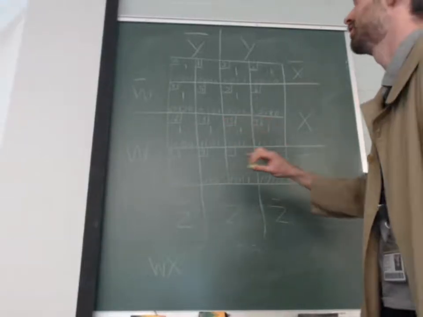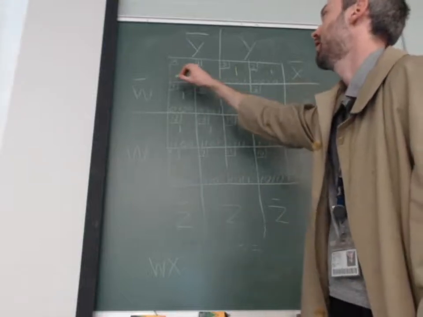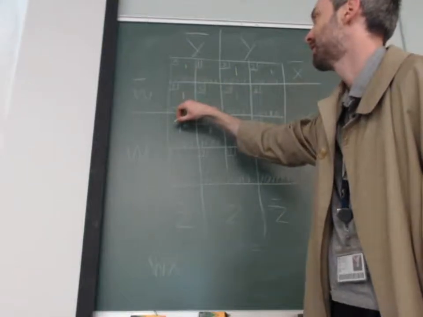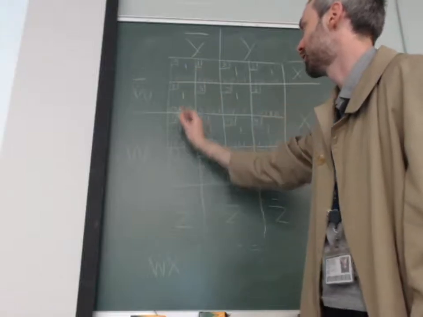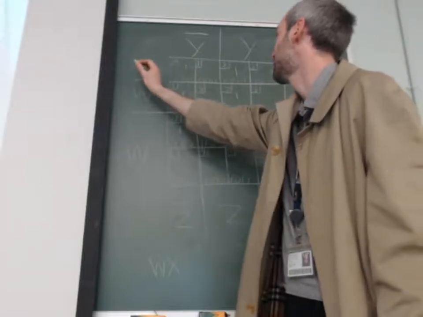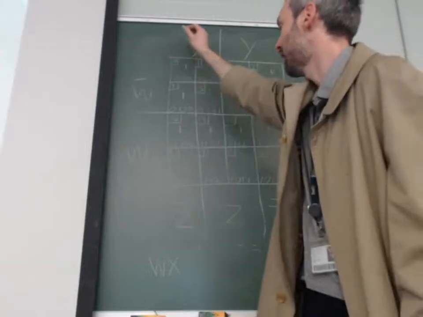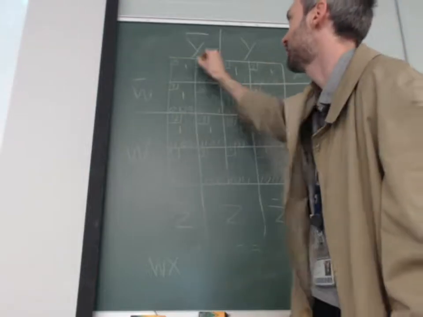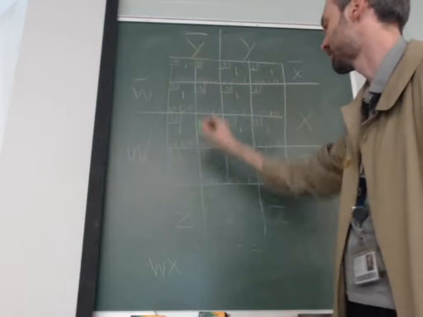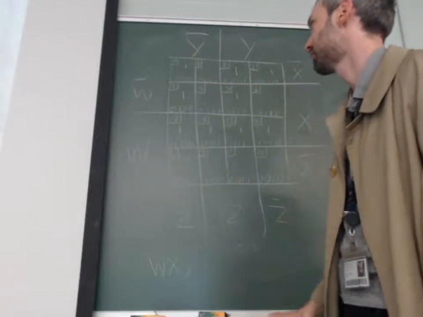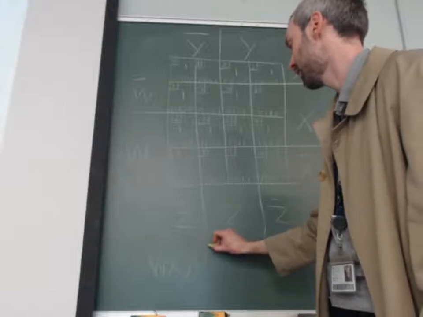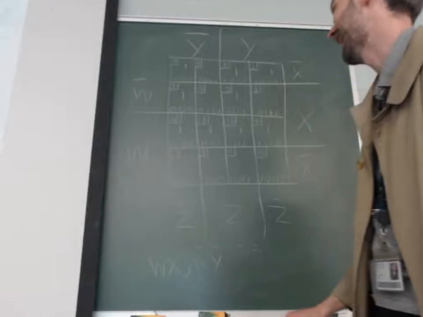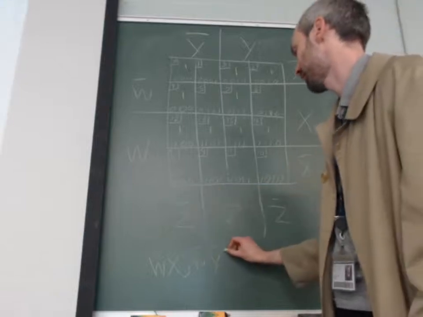Let me show you systematically how to do it. Let's start here. Can we go right? No. Can we go down? Yes. Can we go over 2? No. Can we go down 2? No. Can we go left 2? No. Can we go up 2? No. So this is the prime implicate of just these 2. What's that? Not W, not Y, and not Z.